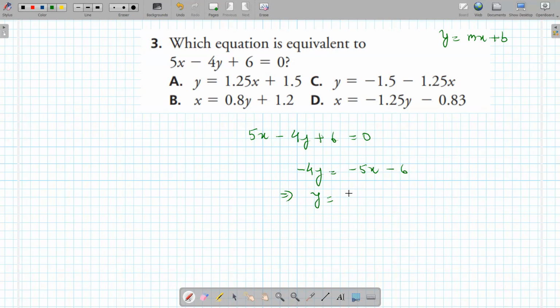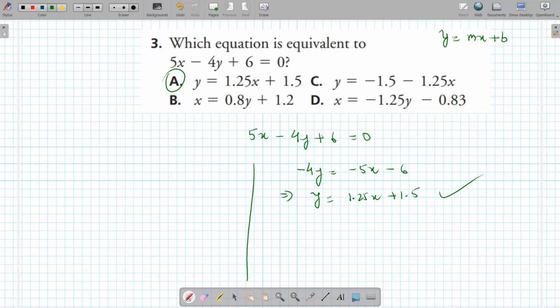Negative 5 over negative 4 is 1.25. Negative 6 over negative 4 is plus 1.5. So this is a 2-step answer. It's going to be option A. Not tricky at all, right?